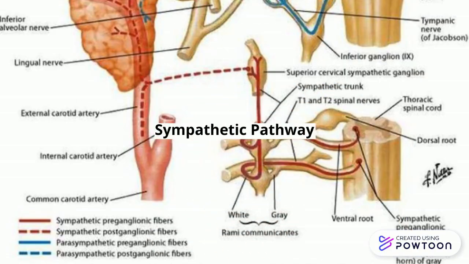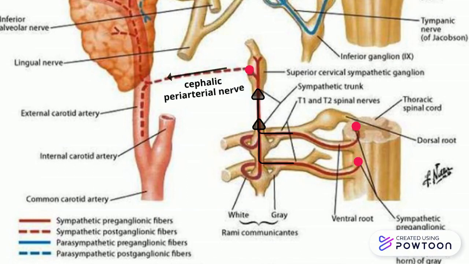Preganglionic sympathetic fibers from the spinal cord ascend to the superior cervical ganglion and synapse with postganglionic sympathetic fibers. They form the sympathetic periarterial nerve, wrapping around the carotid artery and travel with the external carotid artery, especially the posterior auricular artery, to reach the parotid gland.